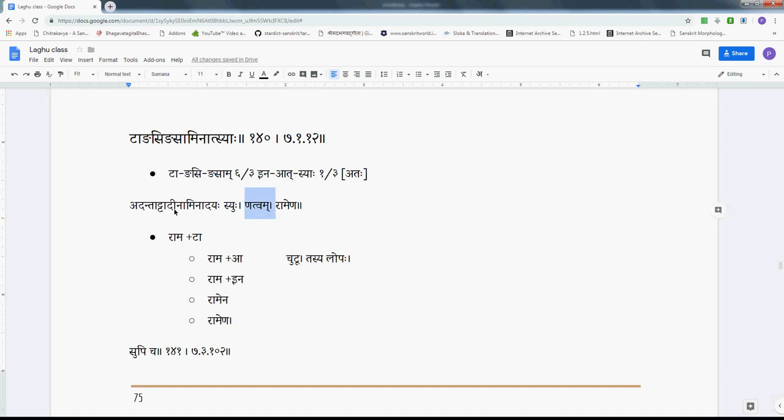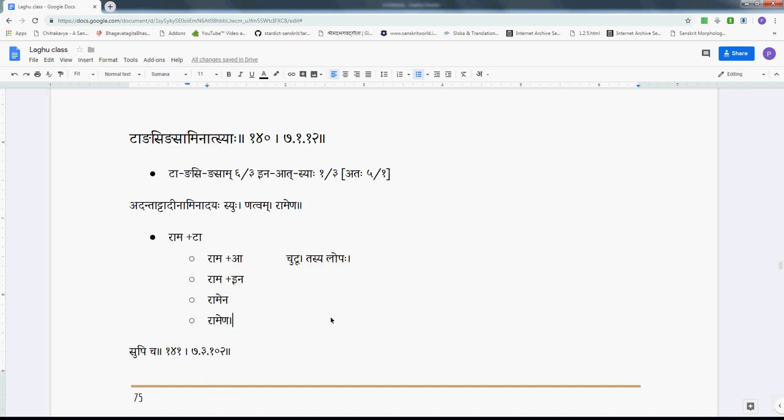So adantat tadinam inadayah syuh. Inadayah syuh. Adantat, how did he get adantat? Due to this at, only for an adantat. So panchami ekavachana, he takes adantat, after adanta anga. So he brings in angat, ataha, and then angat is there. Therefore he adds a tadanta vidhi. Ataha will become adantat, adantat angat. Adantat tadinam inadayah syuh means ta will become ina, nyasi will become at and nyas will become sya. This is the set of adeshas in one sutra.